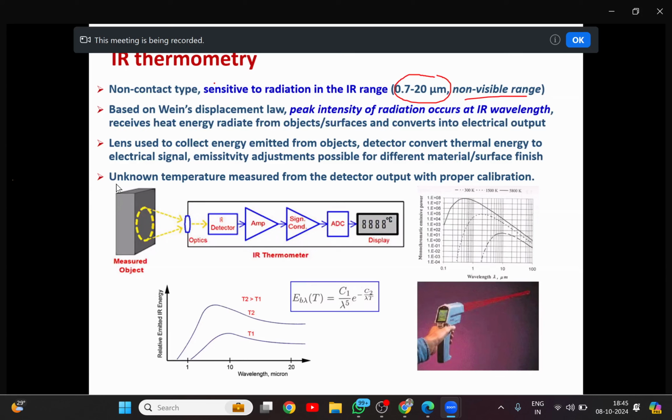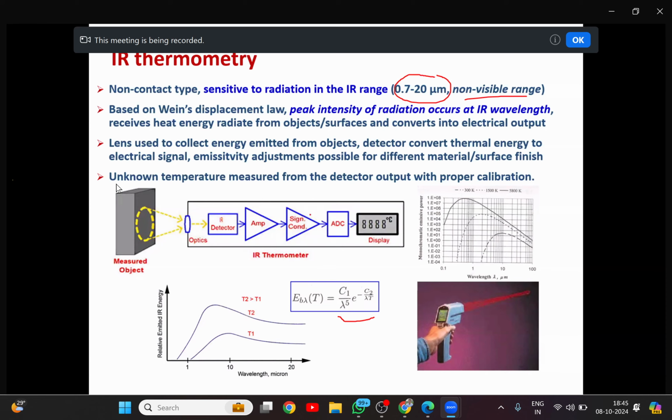So this thermometry, IR thermometry, is based on Wien's displacement law that you see here. And as per this, we know that in the wavelength range 0.7 to 20 micron, somewhere here to here, the peak will be here.